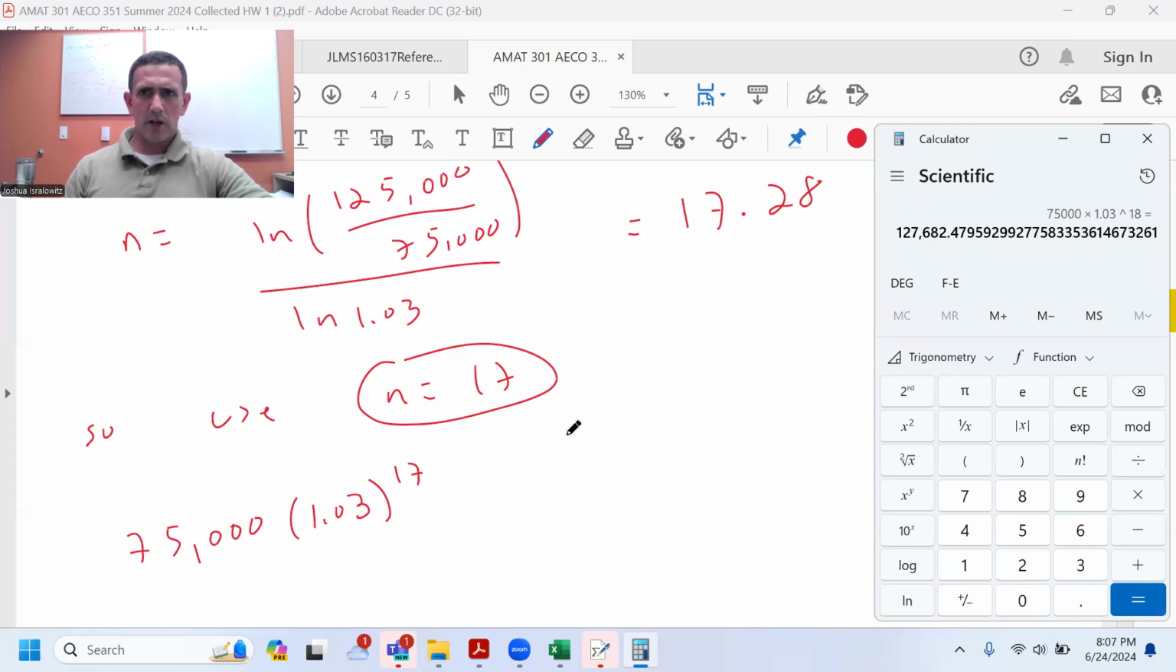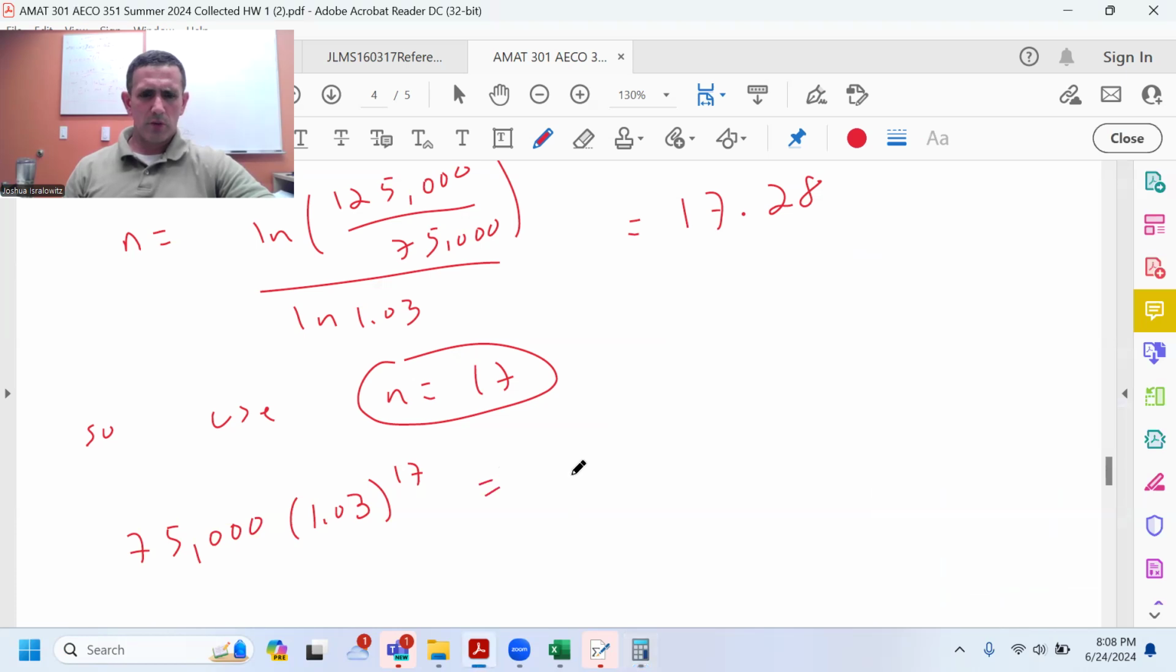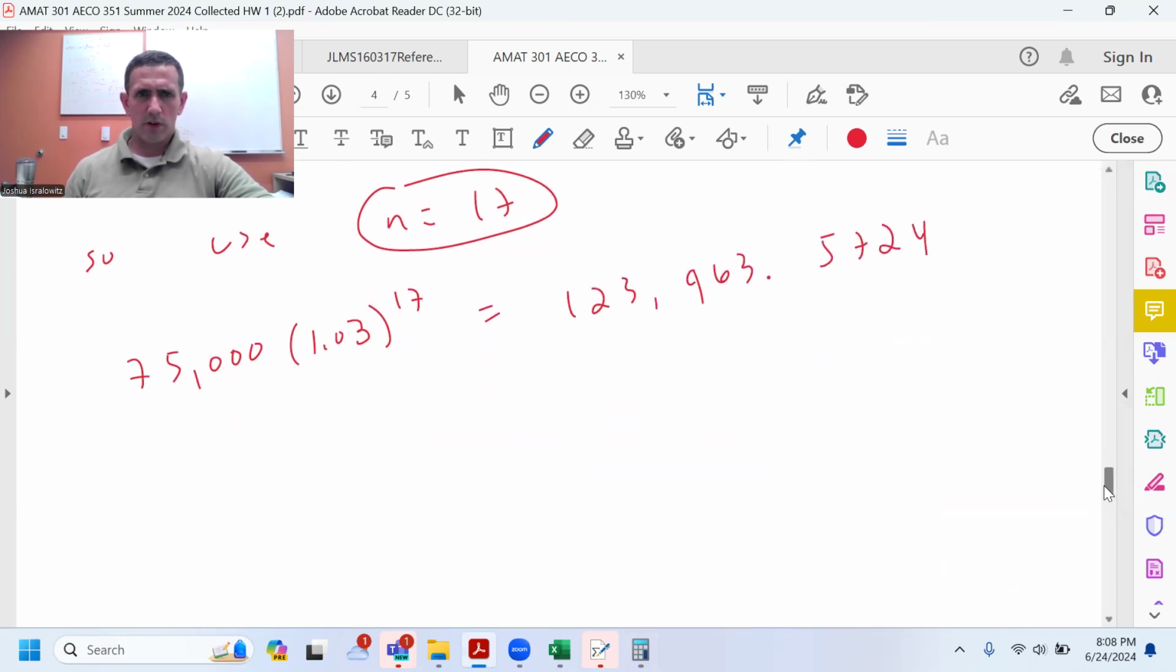And if you did 16, you would get something more than a year, I believe. Pretty sure. Yeah, if you did n equals 16, you'll get the answer s is something bigger than 1. All right, so this is going to be equal to what? 123,963.5724.